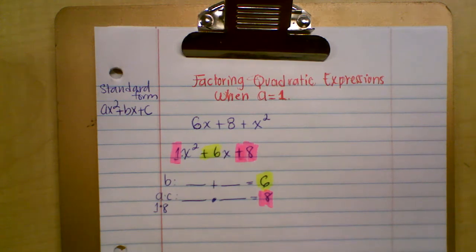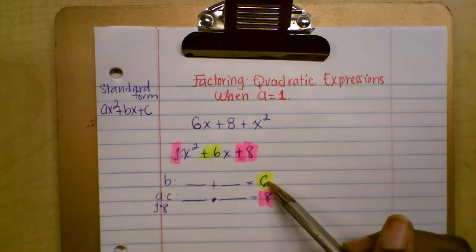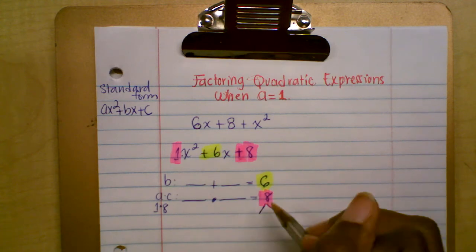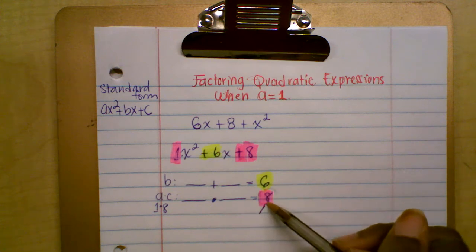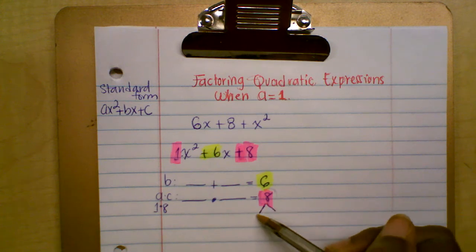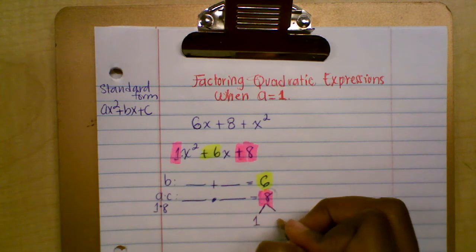So now let's continue. You have to think of two numbers that when you multiply together, you get 8, and when you add, you get 6. So what you want to do is list the factors. Always start with the factors, never with the sum. So start with 8. What are the factors of 8? I know the factors of 8 are 1 and 8.